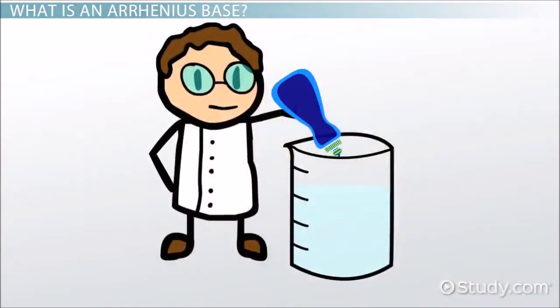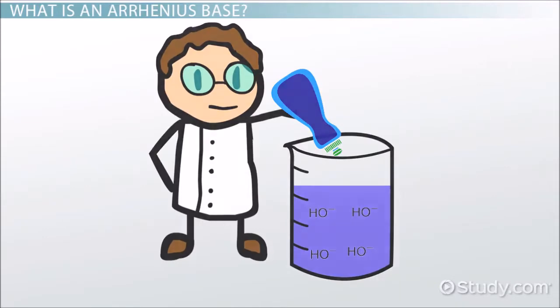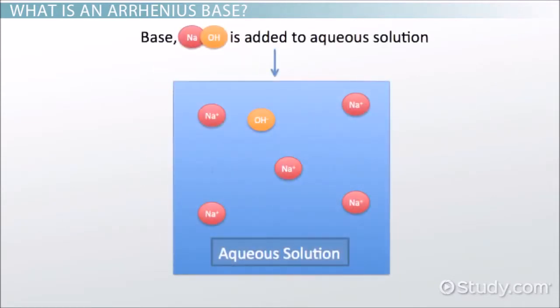Let's imagine dissolving a basic substance in water. According to Svante Arrhenius, when a base dissolves in an aqueous solution, it dissociates into ions and releases hydroxide ions. Here we see that a base, sodium hydroxide, is added to an aqueous solution. NaOH dissociates into sodium Na+ and hydroxide OH- ions. Because the hydroxide ions are released in the aqueous solution, the hydroxide concentration increases.